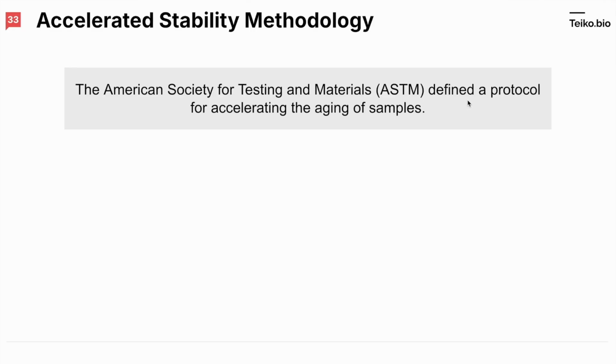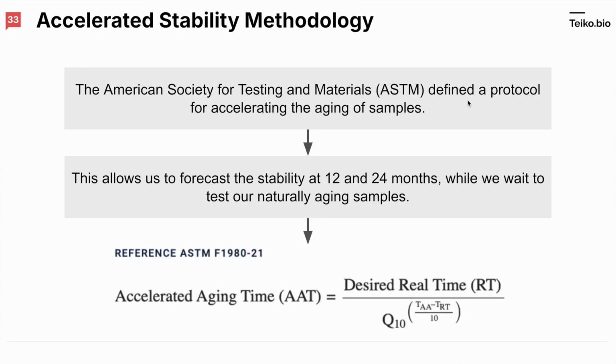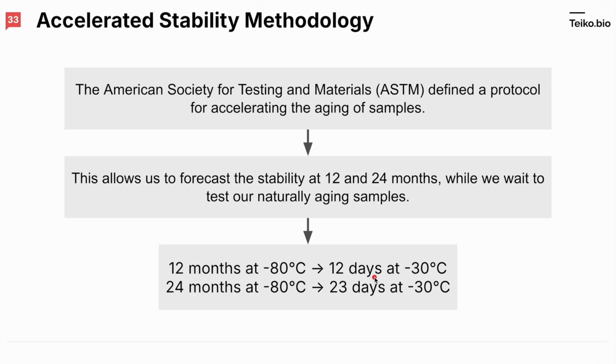So we talked about accelerated stability, and the American Society for Testing Materials has defined a protocol for accelerating the aging of samples. This allows us to forecast the stability at 12 to 24 months while we wait to test our naturally aging samples. This is an underlying formula. We're not going to go through that in great detail. Suffice it to say that 12 months at -80 is comparable to 12 days at -30, and 24 months at -80 is comparable to 23 days at -30.